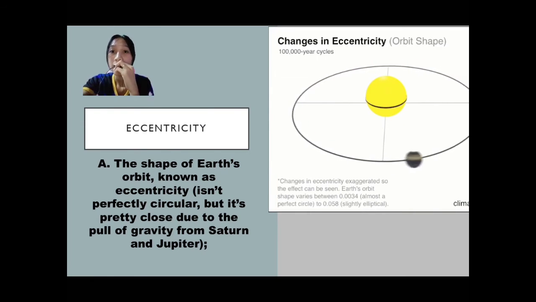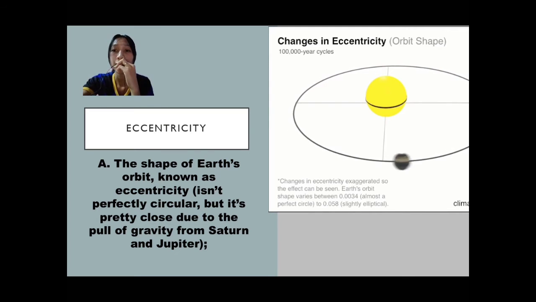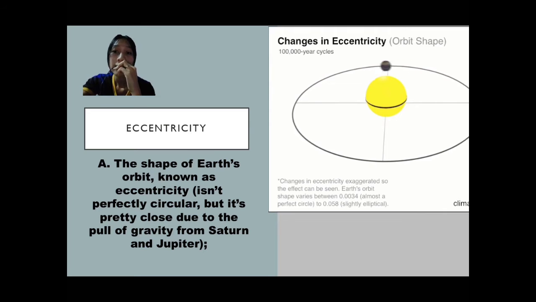It isn't perfectly circular, but it's pretty close due to the pull of gravity from Saturn and Jupiter. The Earth's annual pilgrimage around the Sun is not perfectly circular, but it's pretty close. Over time, due to the pull of gravity from our solar system's two largest gas giant planets, Jupiter and Saturn, the shape of Earth's orbit varies from nearly circular to slightly elliptical, as you can see from the demonstration. The eccentricity measures how much the shape of Earth's orbit departs from a perfect circle.